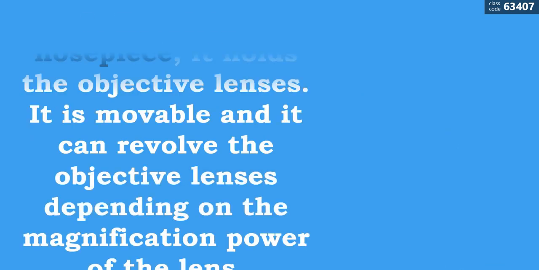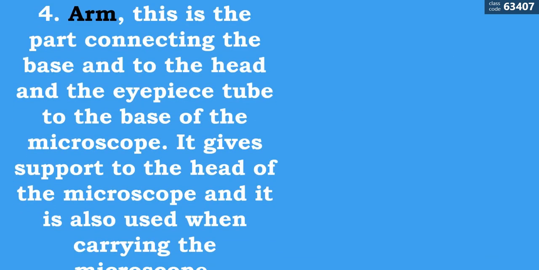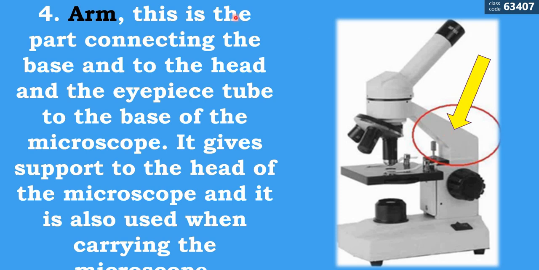The third one is called the revolving nose piece. This one, the revolving nose piece, holds the objective lens. This part at the bottom is movable and can revolve the objective lenses, depending on the magnification power of the lenses. So it depends on which of the three you will use. The next one is the arm. So, obviously, this is it. This is the part connecting the base and the head, and the eyepiece tube to the base of the microscope. It gives support to the head of the microscope, and it is also used when carrying the microscope.